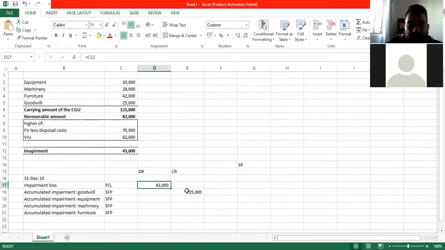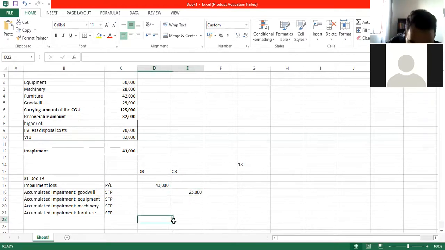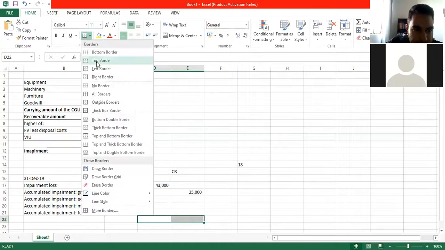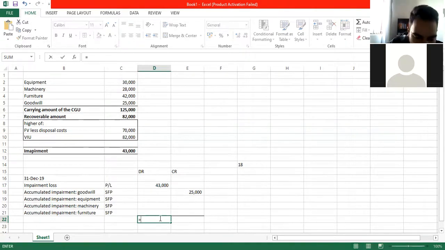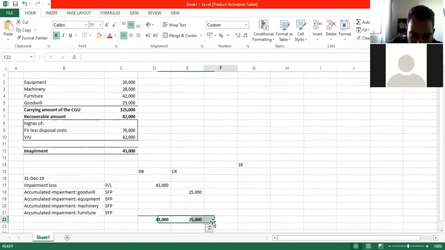RF43, we first write off against goodwill. This journal is not balanced. Every journal must balance. We know the difference is 18,000. So that 18,000 must be split between these items over here.